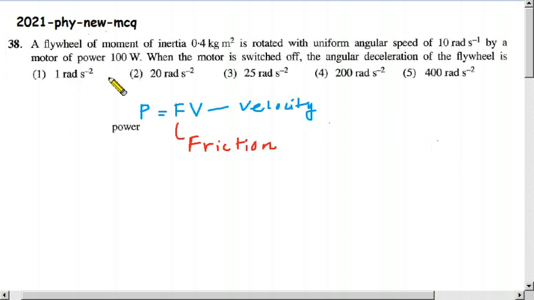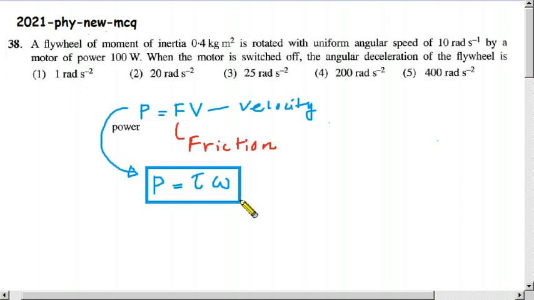Now this problem is about rotational motion. So we have to convert this equation to the suitable rotational motion equation. So how do we do it? P is the same. P equals, instead of F we have to write tau, instead of v we have to write omega. P equals tau omega. This is the equation that we use in rotational motion.